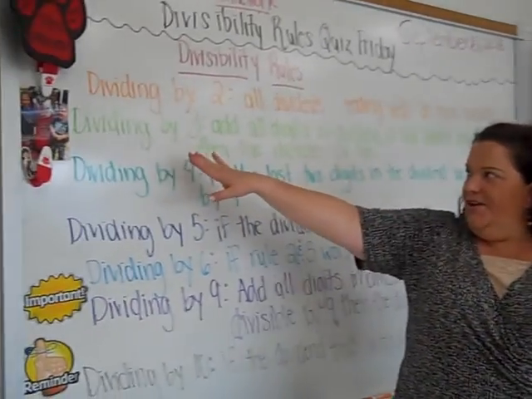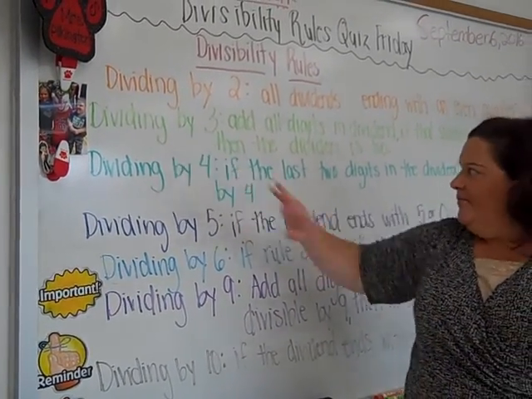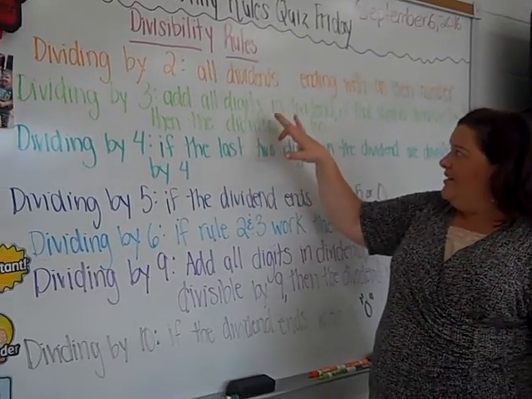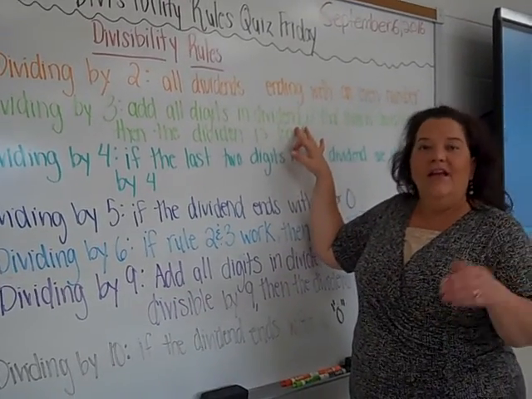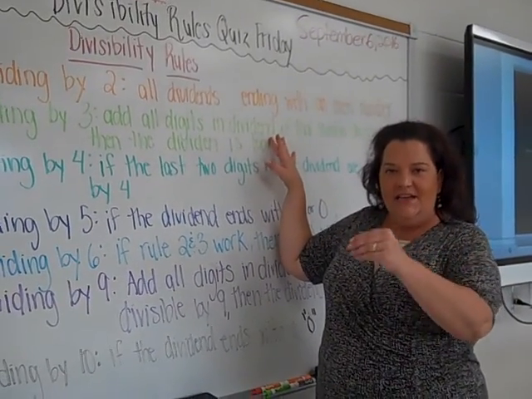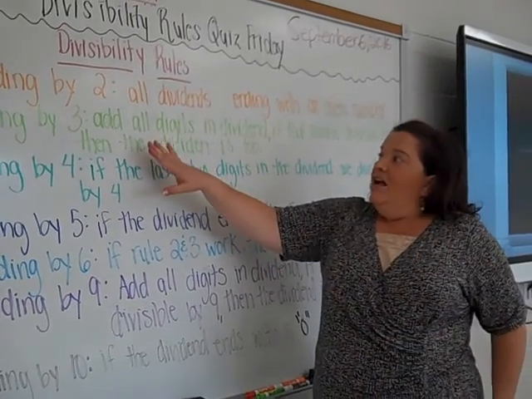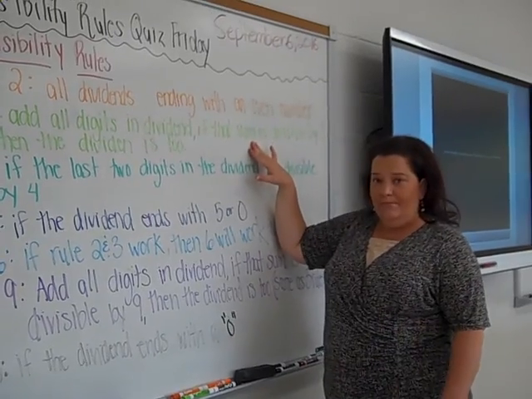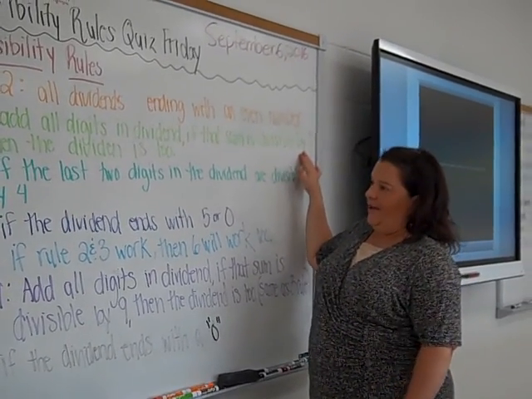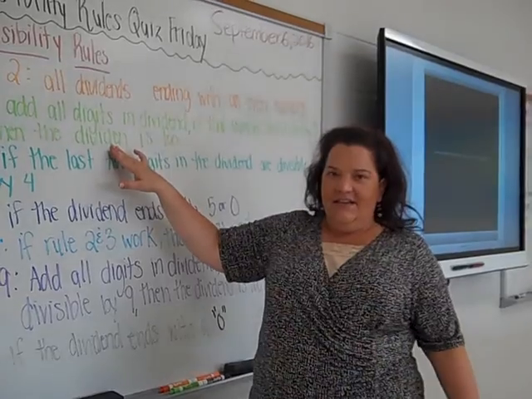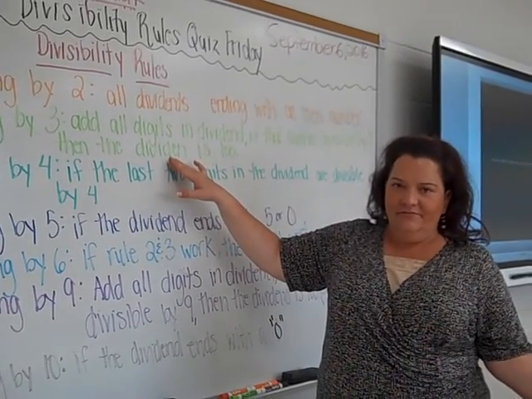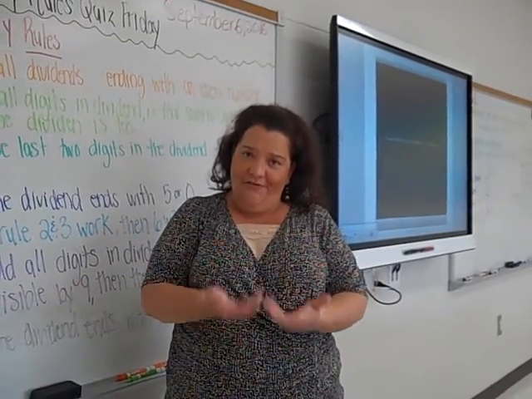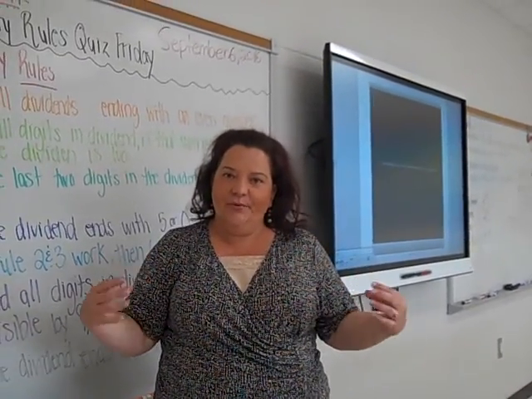The next divisibility rule is dividing by 3. This one's a little tricky. So you have to add up all the digits in the dividend, and dividend is the number you're dividing into. So you're going to add all the digits in the dividend, and if that sum is divisible by 3, then the dividend is divisible by 3 as well. And we're going to go through some examples in class, but I wanted to make sure you had a video of the specific rules.